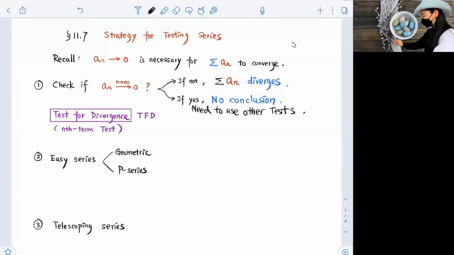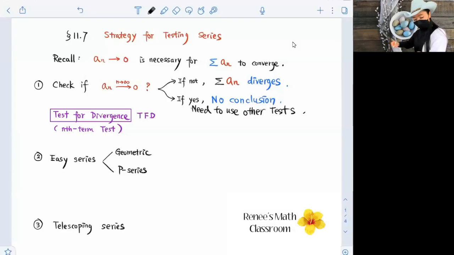So this is the test for divergence, or the nth-term test. If it doesn't go to 0, the series diverges. If it goes to 0, no conclusion, so you still need to use other tests. Another one, number 2, is the easy series: geometric series and p-series. What's the general form for a geometric series?